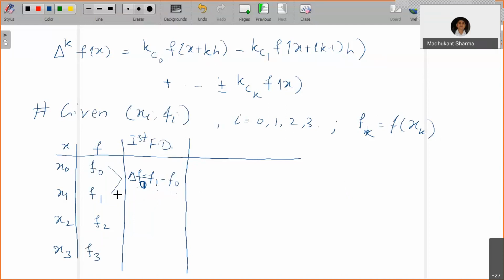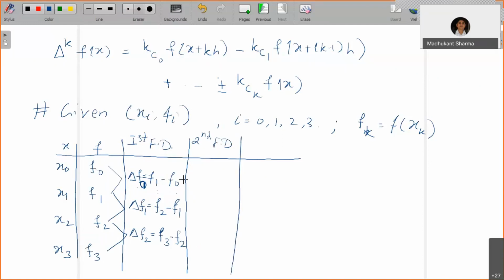Similarly, using these two, f2 minus f1. So this is delta f1. And the last here is delta f2, that is given by f3 minus f2. So these are the first forward differences for the given table. So you can again apply, right? And we can go for the second forward difference column.